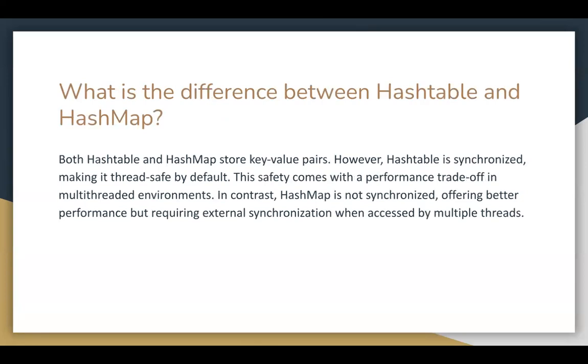Next question is, what is the difference between Hashtable and HashMap? Both Hashtable and HashMap store key-value pairs, right? However, Hashtable is synchronized, so it is thread safe by default. But the safety comes with a performance trade-off in a multi-thread environment. If it's synchronized, it means it's not as efficient as HashMap. In contrast, HashMap is not synchronized, offering better performance, but again, requiring external synchronization when accessed by multiple threads.